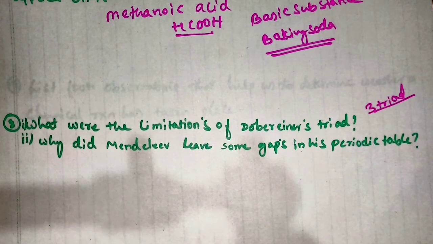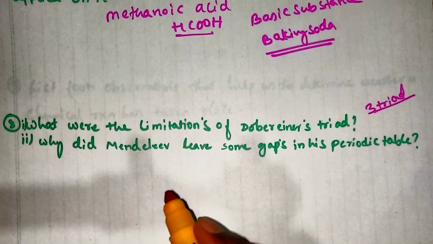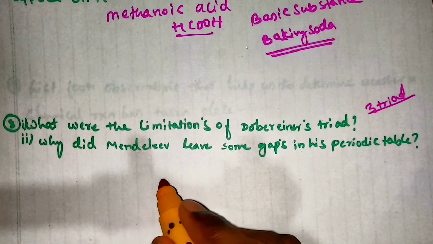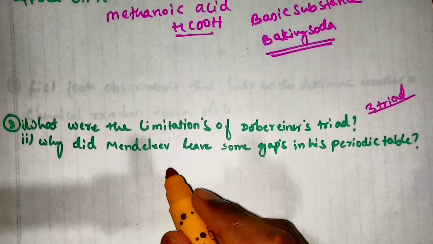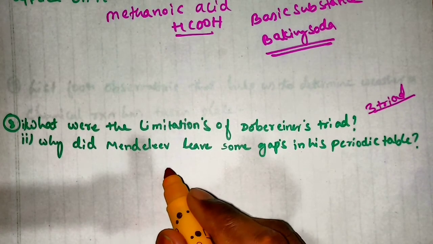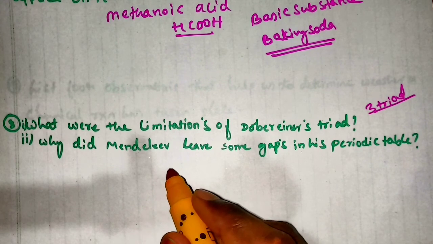Why did Mendeleev leave some gaps in his periodic table? He left gaps for yet-to-be-discovered elements in the future. Those elements were discovered later, and the properties he had predicted were almost the same. Hence he left some gaps between the elements.